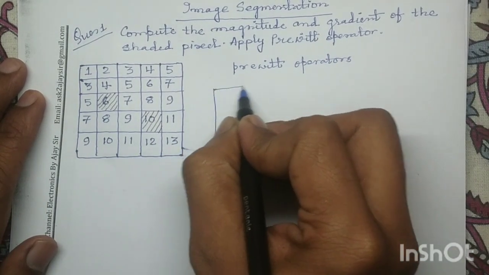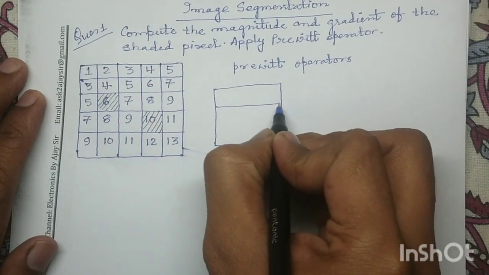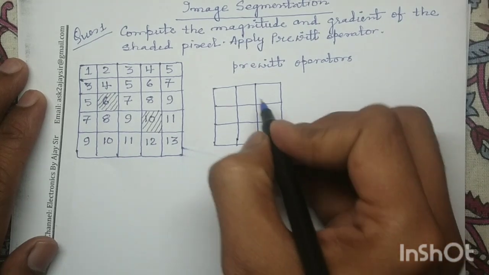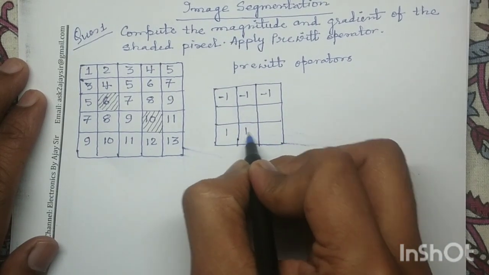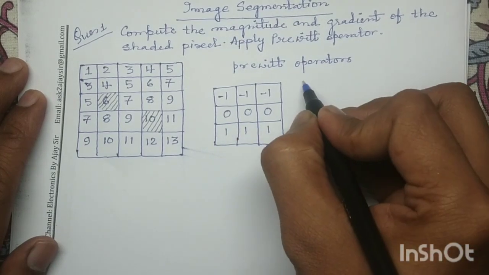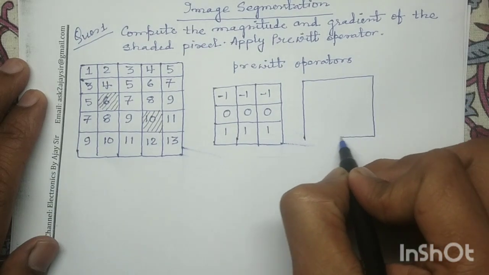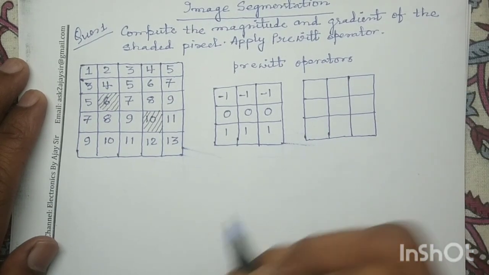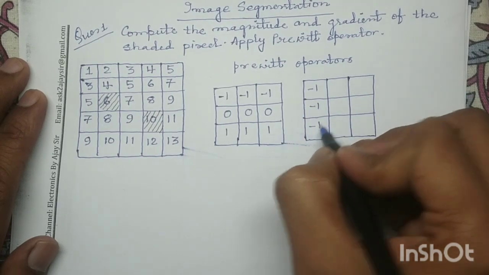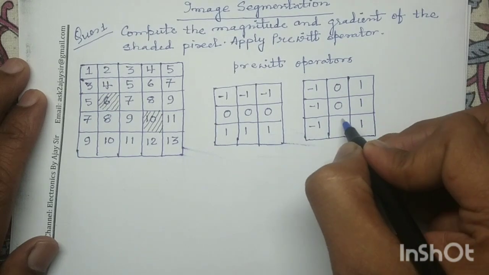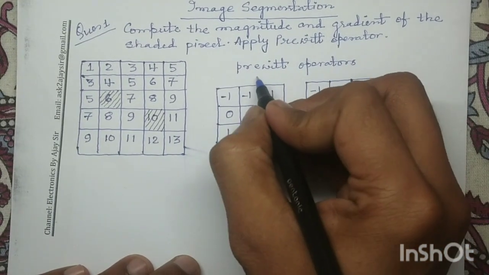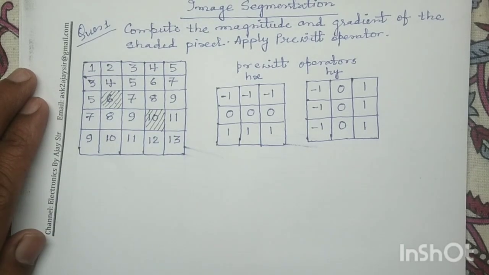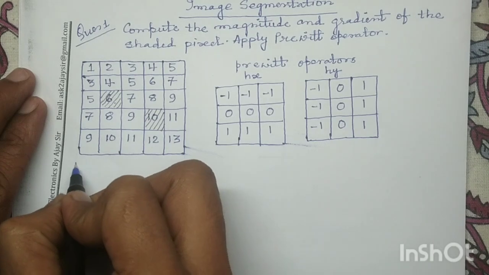Prewitt operators are of two types. Let us name them hx and hy. First we will perform this for the pixel value 6.